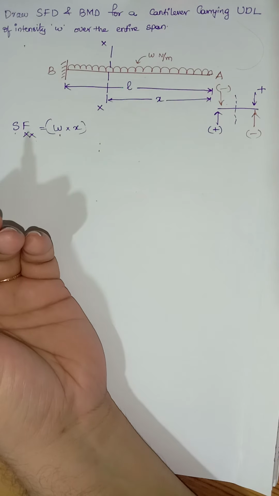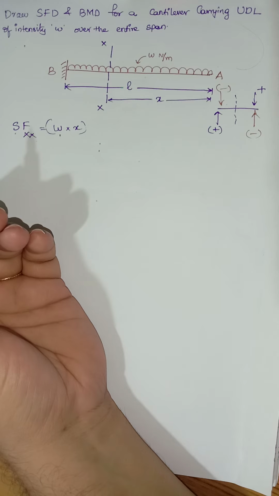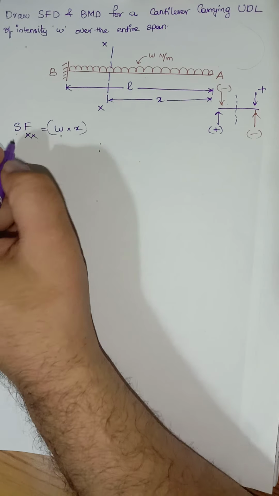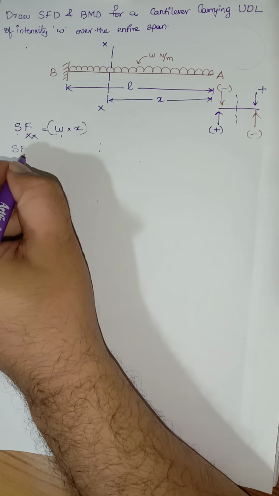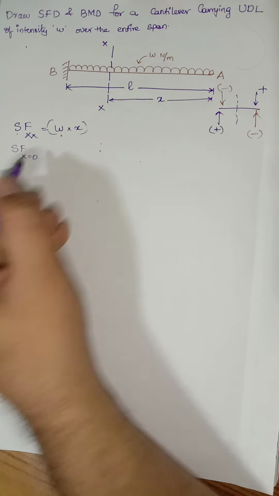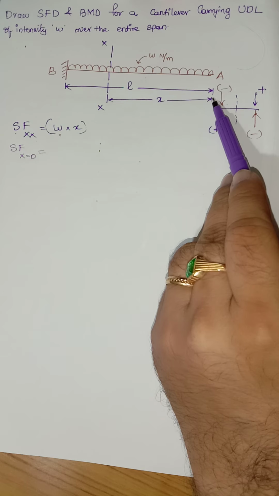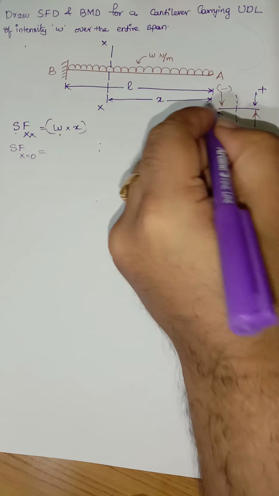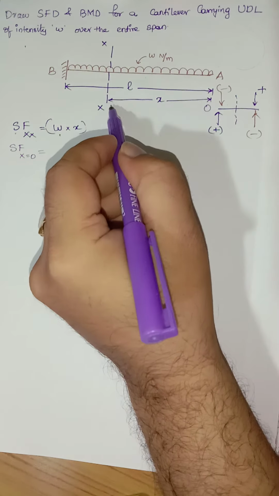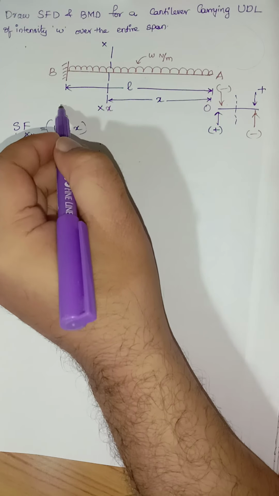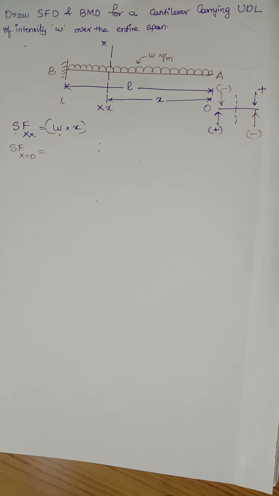Now my intention is to calculate the shear force at different points. Now I'm calculating shear force when x is equal to 0. See, we are taking the section from the free end. That means it will be starting from 0, right? Up to here it is x, and up to here it will be equal to L.